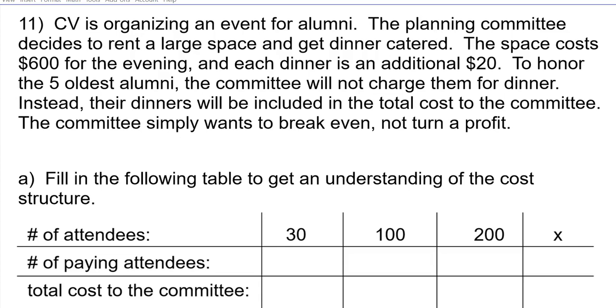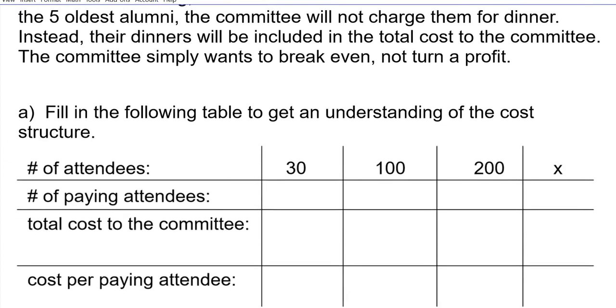So, let's fill in this table to get an understanding of the cost structure. Suppose that 30 people attended. How many would be paying? That would be 25, because remember, the 5 oldest don't have to pay. If 100 people attended, then 95 people would be paying. If 200 people attended, then 195 people would be paying. And if X people attended, how many people would be paying? Well, notice the relationship between the first row and the second row. We always have to subtract 5 from the top row to get the second row, so it would be X minus 5.